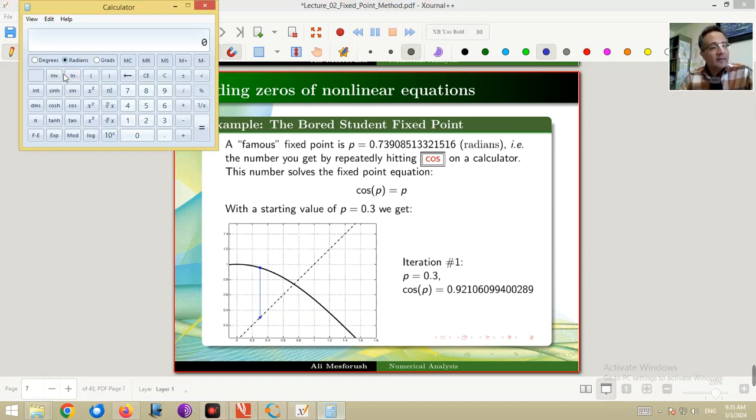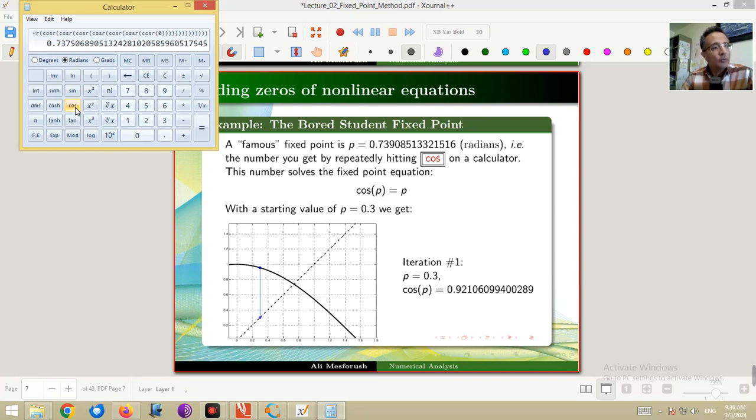Okay, and press the cosine key on your calculator. The first one is cosine of 0, it will be 1, and then press cosine again, it will be 0.540 and so on, you can see here. Press cosine again, it will be a new number, again you look at the number again, and more and more and more.